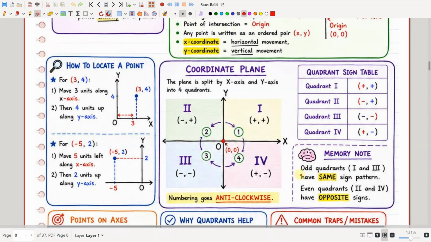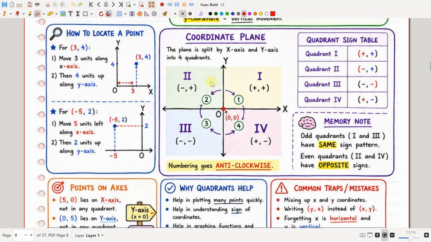Okay, so odd quadrants will have the same sign pattern. See here, odd quadrants 1 and 3: plus plus, minus minus. Even quadrants will have opposite signs. And the numbering for the coordinate plane goes anti-clockwise.